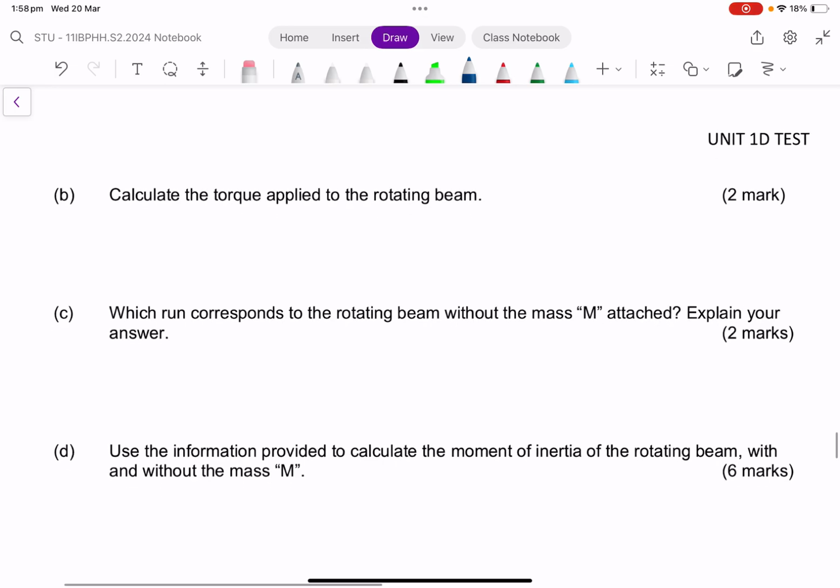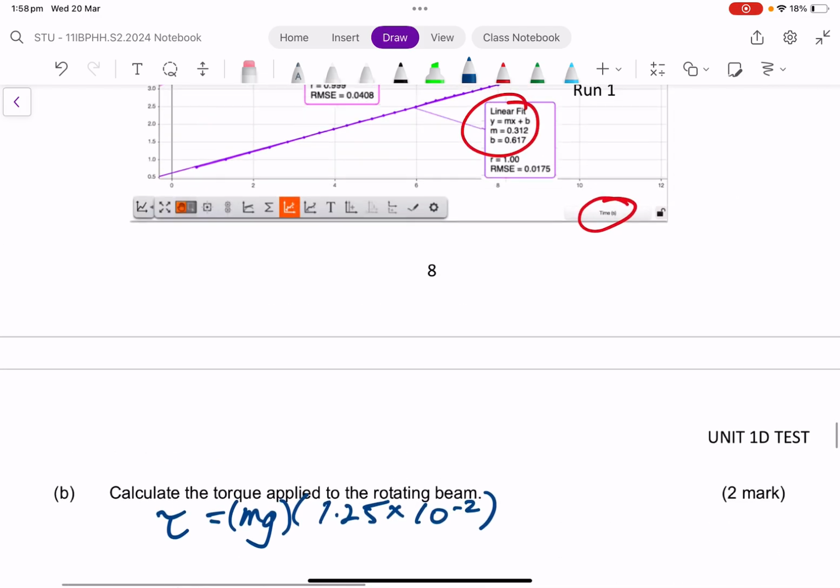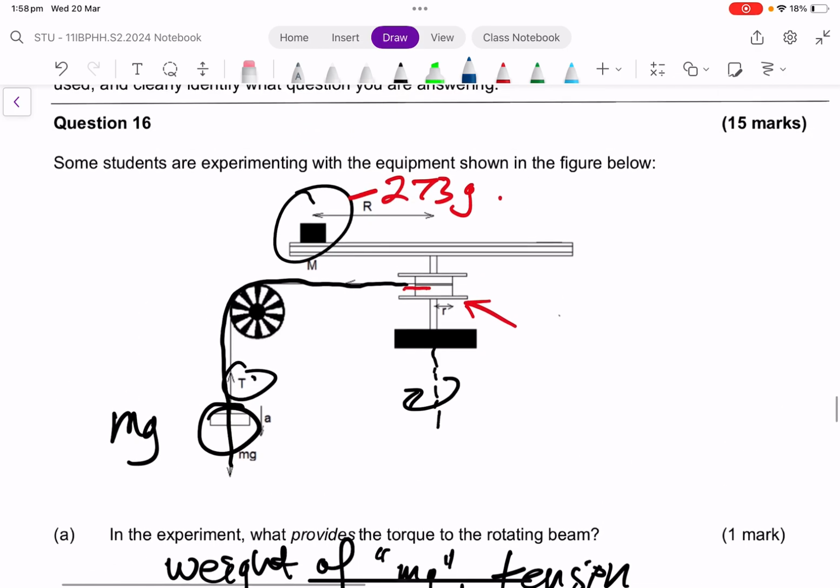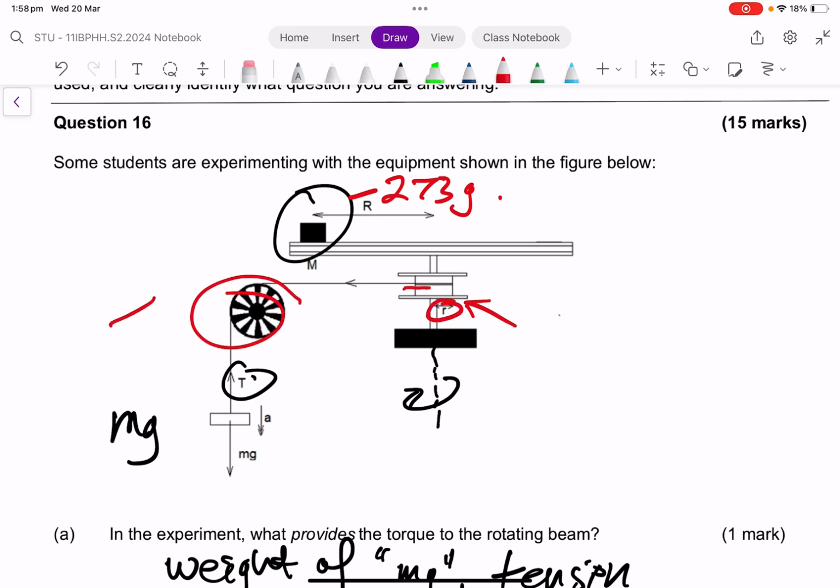Rightio. B. Calculate the torque applied. Now, we agreed, or I agreed anyway, that the torque is provided by the little mass, right? So little mass mg, and then times the little radius, which is 1.25 centimetres, so 1.25 by 10 to the minus 2 metres. Back to the diagram there, little r is this little radius here, sorry. That little radius there. The radius of this does not matter, okay?